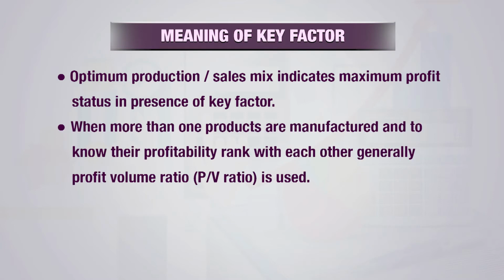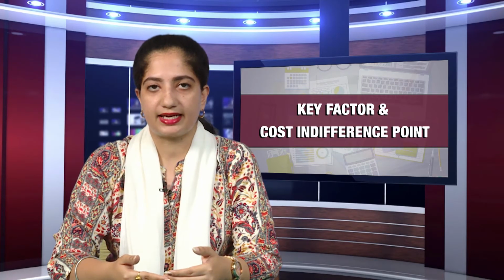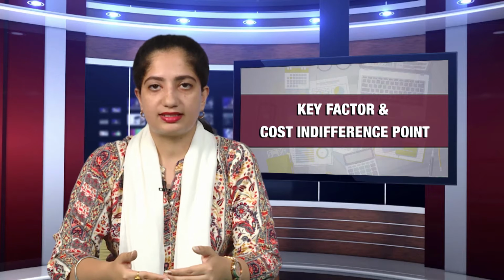When more than one product is manufactured, to know their profitability rank with each other, generally the profit volume ratio, that is PV ratio, is used. A product that has the highest PV ratio will be given a high rank and a product which has a lower PV ratio will be given a lower rank. Now let us try to understand this concept with the help of an illustration.